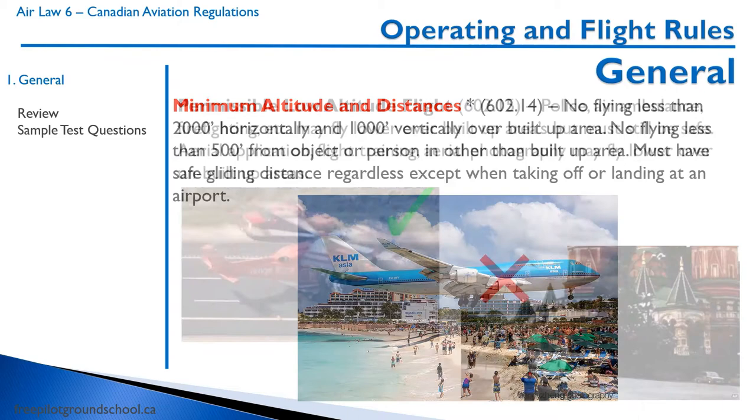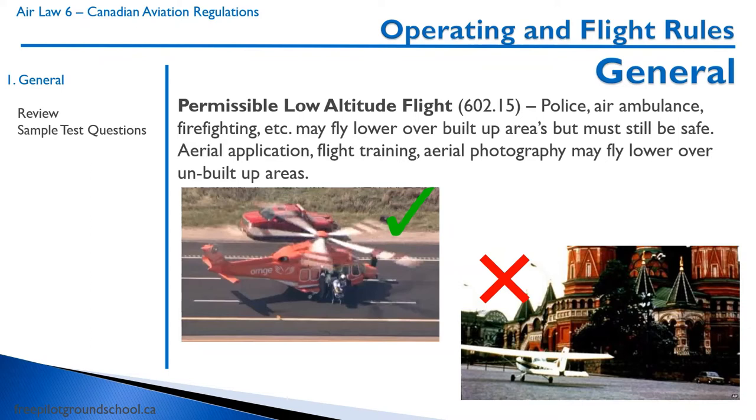Here are some examples of permissible low flight. Police, air ambulances, and firefighting aircraft may fly lower over a built-up area, but they still have to be safe. Other aircraft, such as aerial applications like crop dusters, flight training, and aerial photography, may fly lower over unbuilt-up areas. So let's say you're a student practicing a forced approach. That forced approach involves you coming over a farmer's house to land in his field, or pretend to land in his field. That is legal.